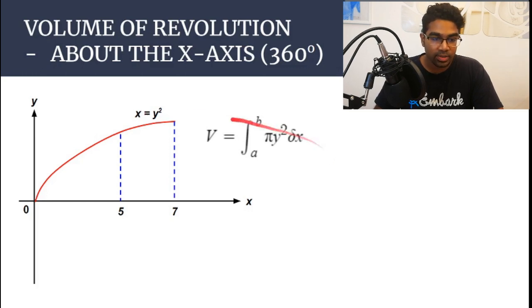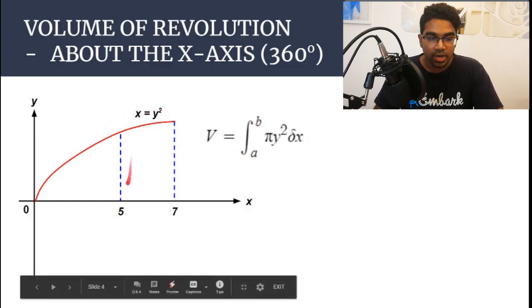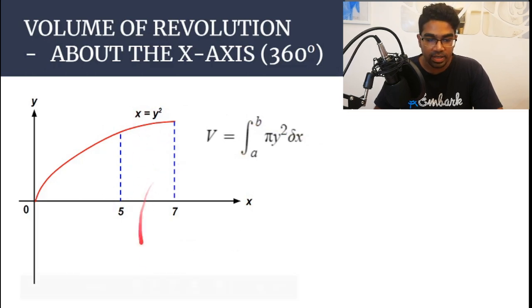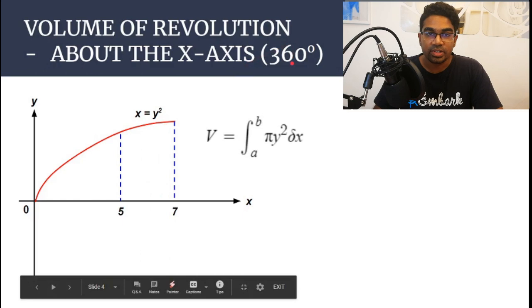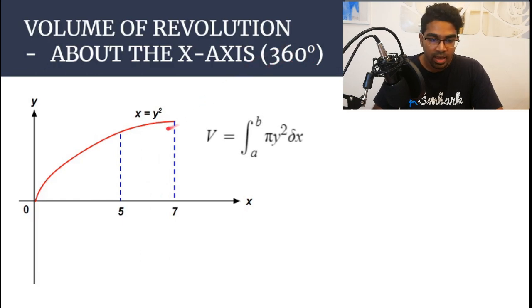So let's look at this example here. Let's say we want to find the volume of this area, if this area is revolved around the x-axis about 360 degrees. And how to find it is by using this formula over here. The volume is equal to the integration of pi y squared dx with limits a to b. Now let me just break down what this means here.